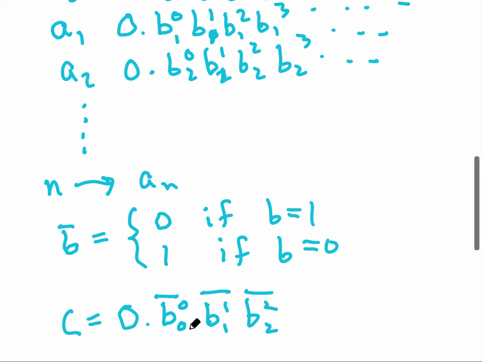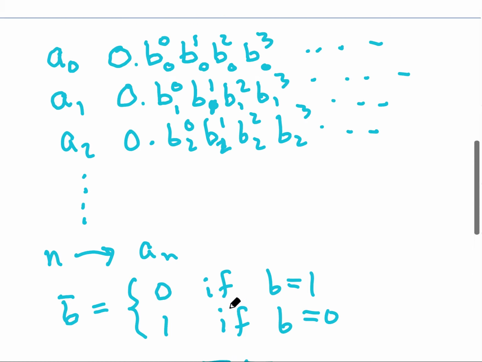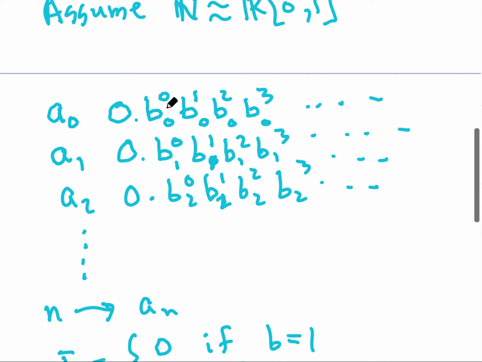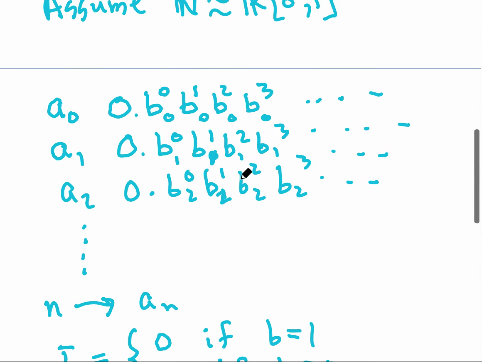But let's check. So we can ask the question, is C equal to A0? Well, let's go up and look at A0. The first digit in A0 is B00. But if we look at C, the first digit is B00 with a bar. So whatever the digit is for A0, it's not going to be the same. So if A0 is 0, C is going to have 1 here. If A0 has 1, C is going to have 0 here. So this is not the case. It cannot be A0. So let's ask the question about A1. But if we go up to A1, we see that the second digit right here is B11.